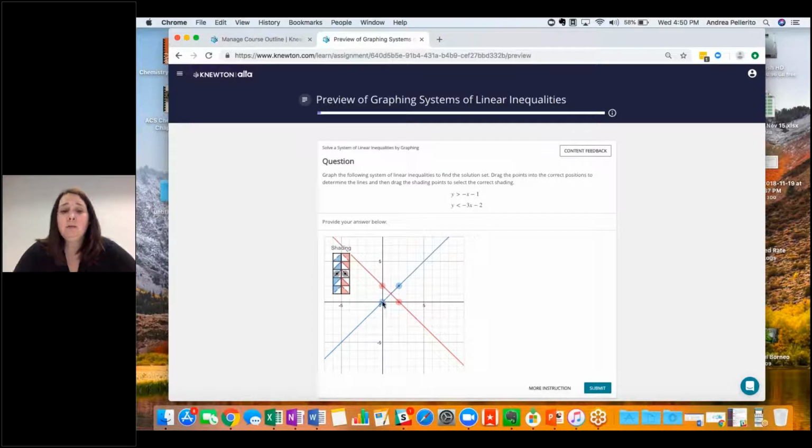At any time, a student can attempt to answer this question, or they can self-select to get more instruction.